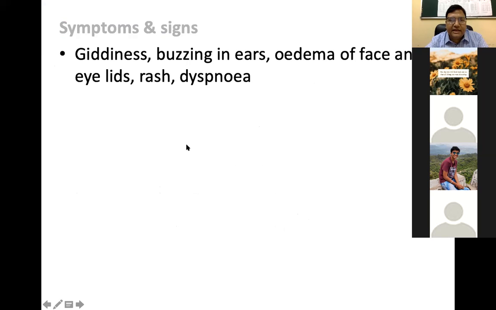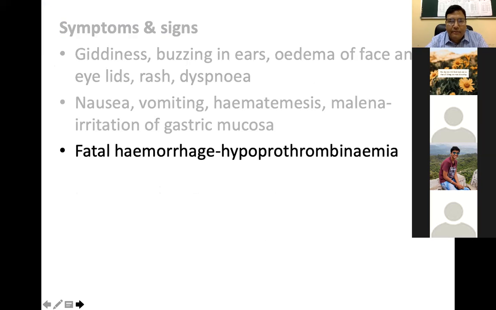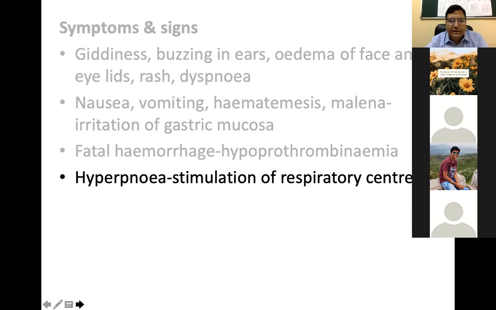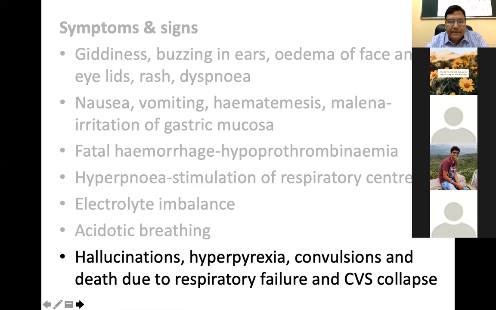the general symptoms such as giddiness, buzzing in the ear, edema of face and eyelids, rash, dyspnea. There will be nausea, vomiting, hematemesis, melena, because aspirin causes irritation of the GI mucosa, and due to hypoprothrombinemia, there can be chances of fatal hemorrhage also. Then, due to the stimulation of the respiratory centers, hyperpnea is also seen in such patients. There is electrolyte imbalance, acidotic breathing, and then the patients can also have hallucination, hyperpyrexia, convulsions, and death due to respiratory and the CVS collapse.